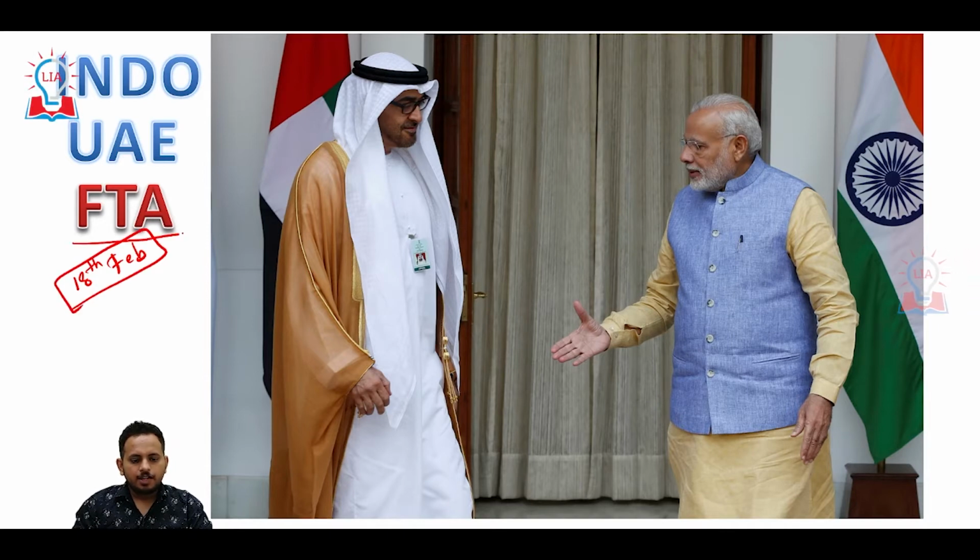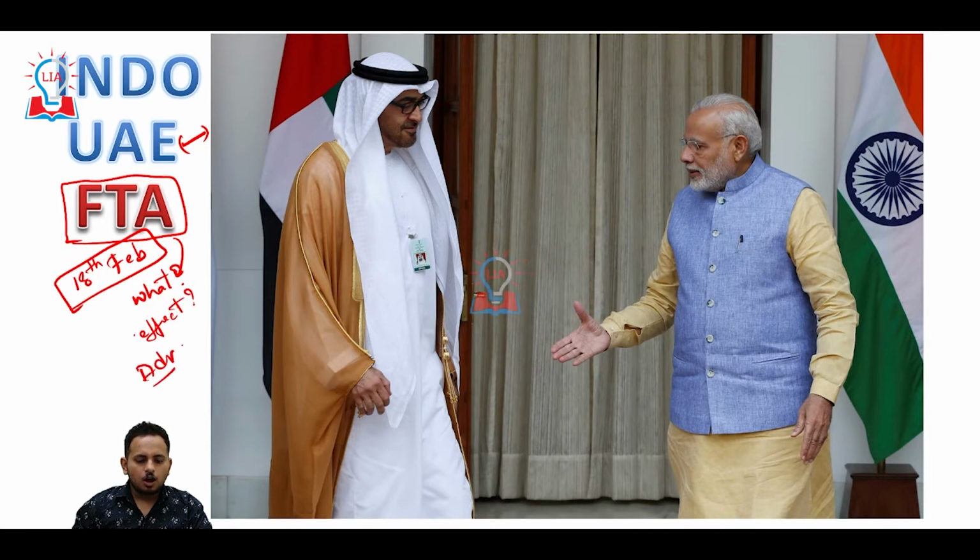Today, that is on 18th February, India is set to sign an FTA with its partner, that is United Arab Emirates. In this discussion, we will see what is FTA, what are the effects of FTA, and also will it be advantageous or disadvantageous to India. At the end of the discussion you will be able to answer all these questions.